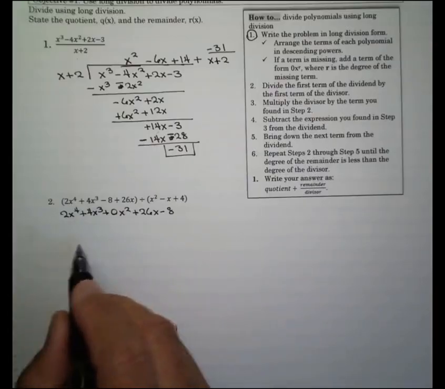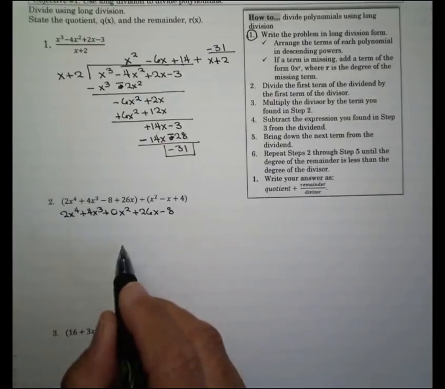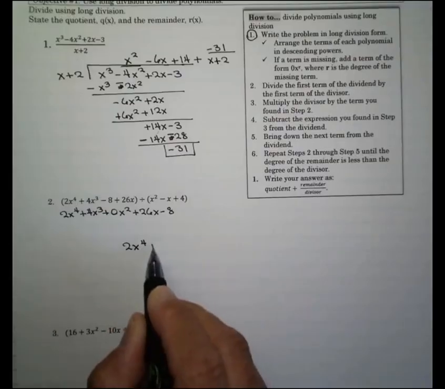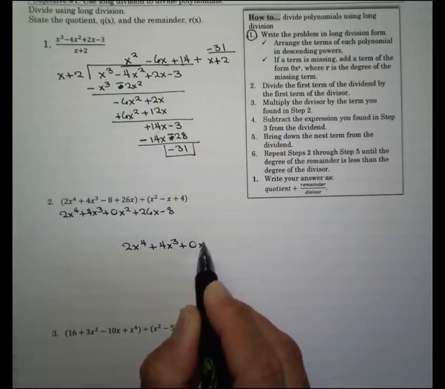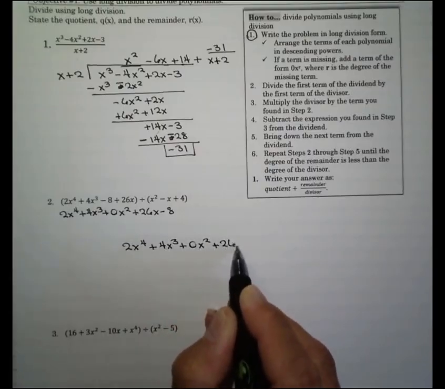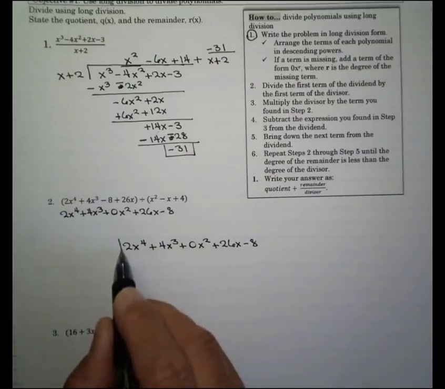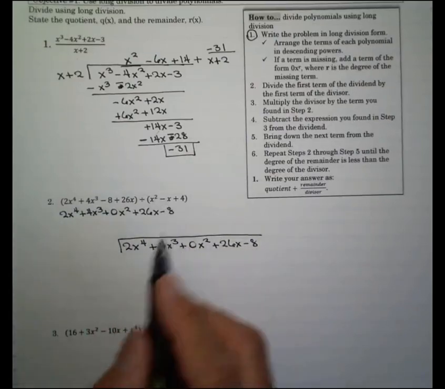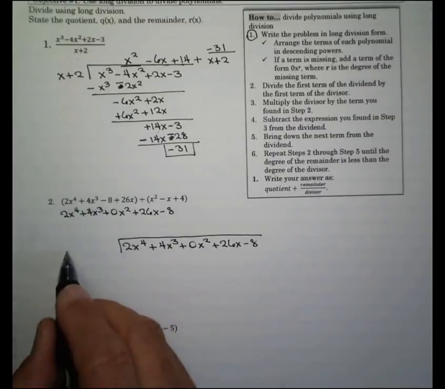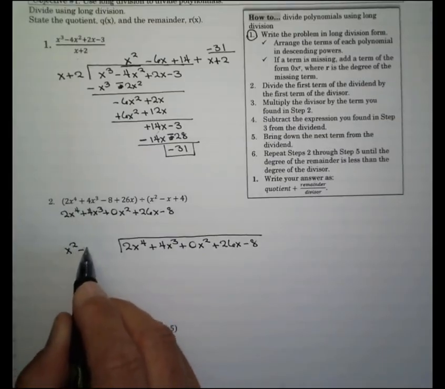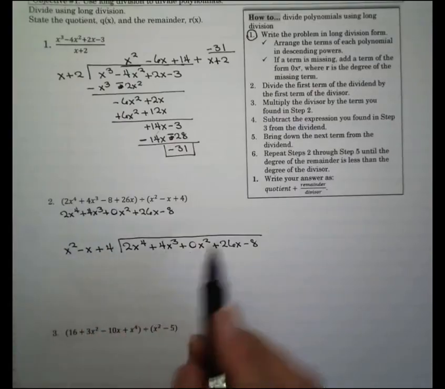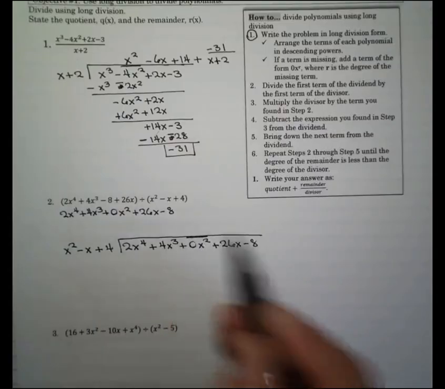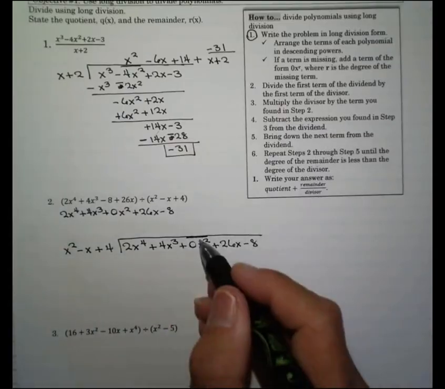I'm trying to figure out how much room I need to leave. I want to take 2x to the fourth plus 4x cubed plus 0x squared plus 26x minus 8, and I'm going to divide it by this trinomial, x squared minus x plus 4. Well, I'm dividing by three terms, so my first answer has to go over the third term. I'm just going to draw a line so I don't mess it up. I'll be putting it over the x squared term.